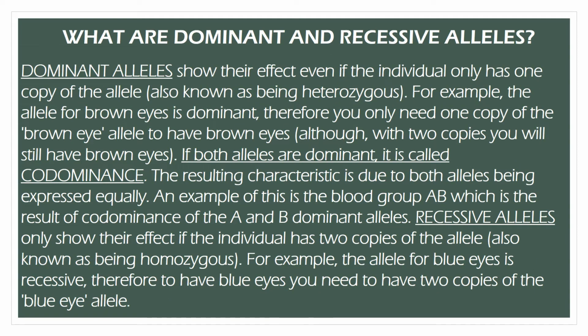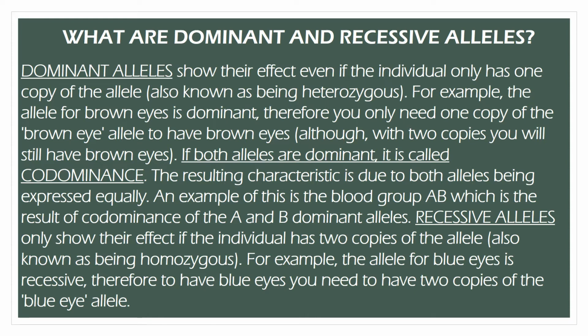For this slide, let's talk about the dominant and the recessive alleles. So what are the dominant and the recessive alleles? So dominant alleles show their effect even if the individual only has one copy of the allele, also known as being heterozygous. So for example, the allele for brown eyes is dominant, therefore you only need one copy of the brown eye allele to have brown eyes. Although with two copies you will still have brown eyes.